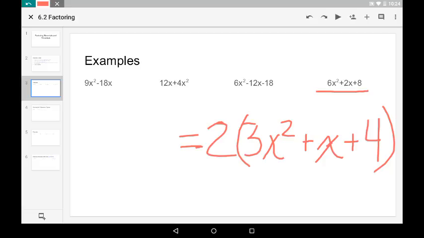So I'm going to make sure I have the right answer by expanding again. So 2 times 3x squared is 6x squared. 2 times x is 2x. And 2 times 4 is 8. So I've done that correctly as well.